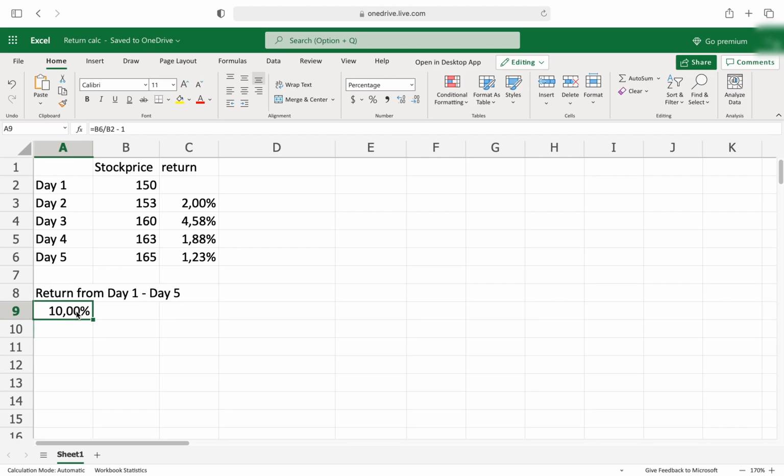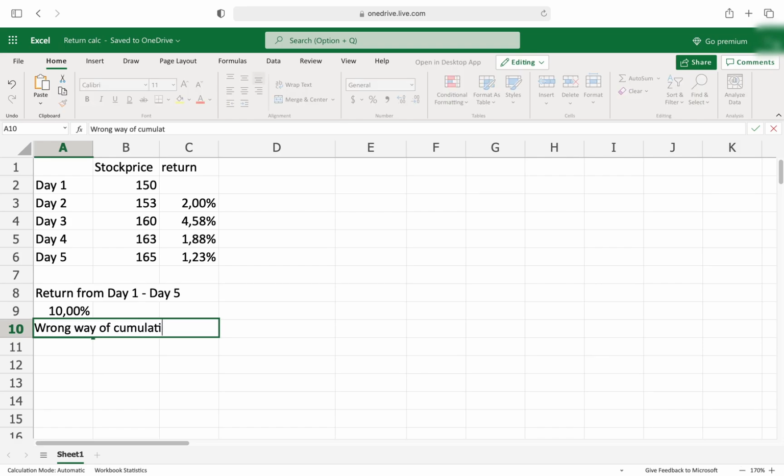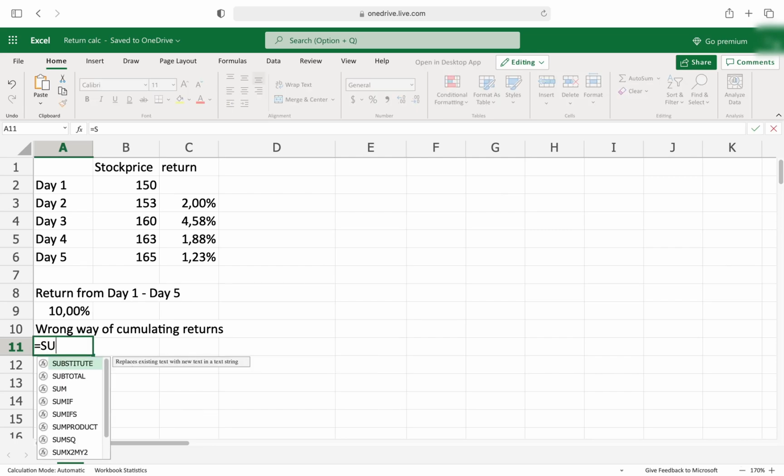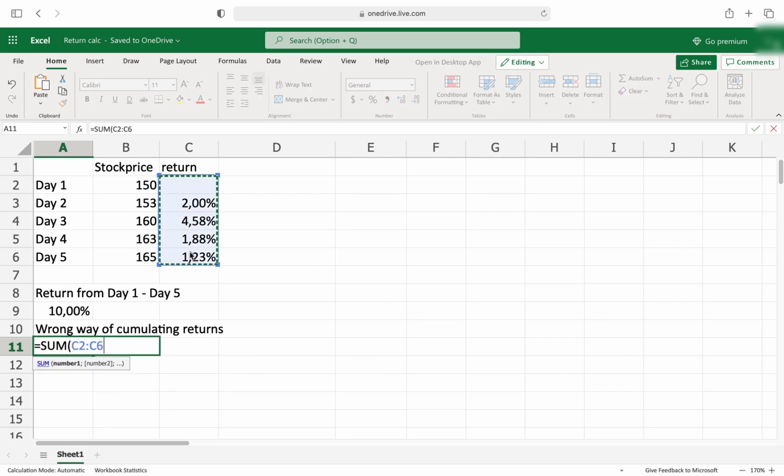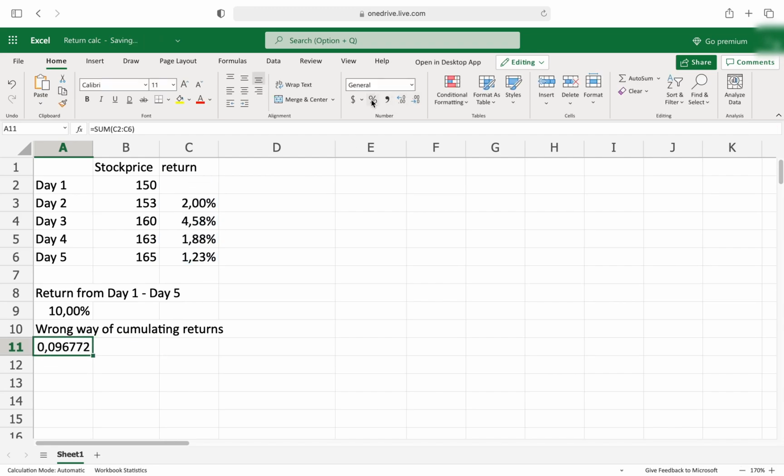The second one is cumulating the returns. And some of you ask, why aren't we just summing up the returns? And I'm showing you that this wouldn't work. So let's define wrong way of cumulating returns. And now we are just taking the sum of our returns. And you see that this is not the same as this one here.